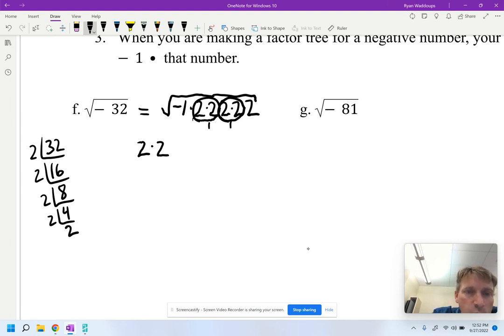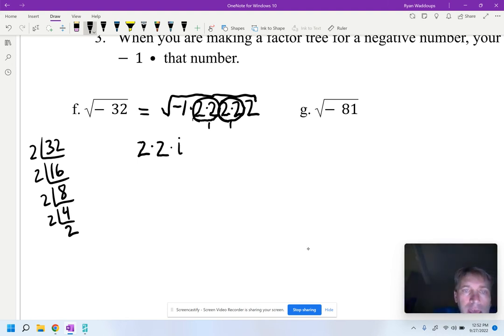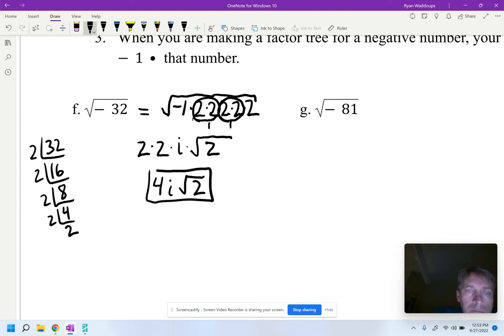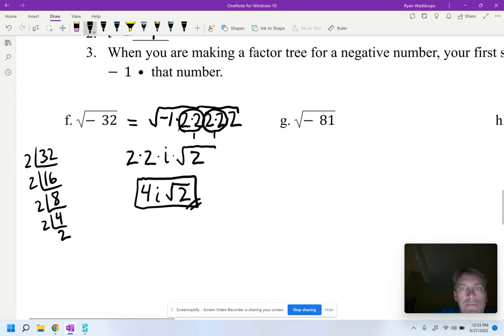And then I've got -1. The square root of -1 is I. And then times what's left under the square root, which is just the 2, so that 2 stays there. We multiply everything together, we get 4I square root of 2. That's how I do it.